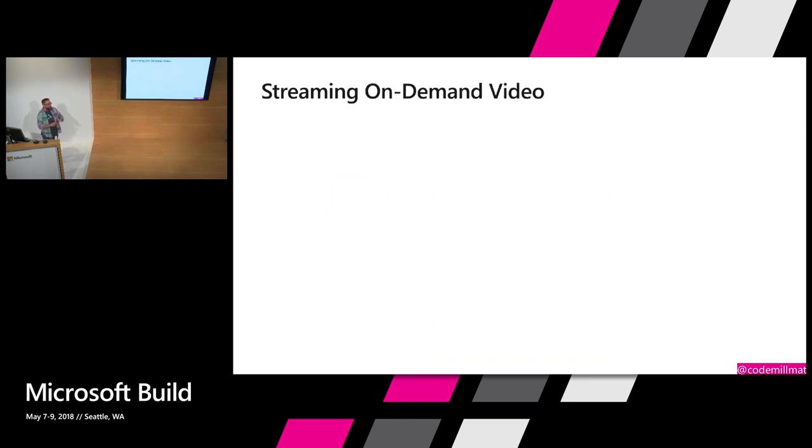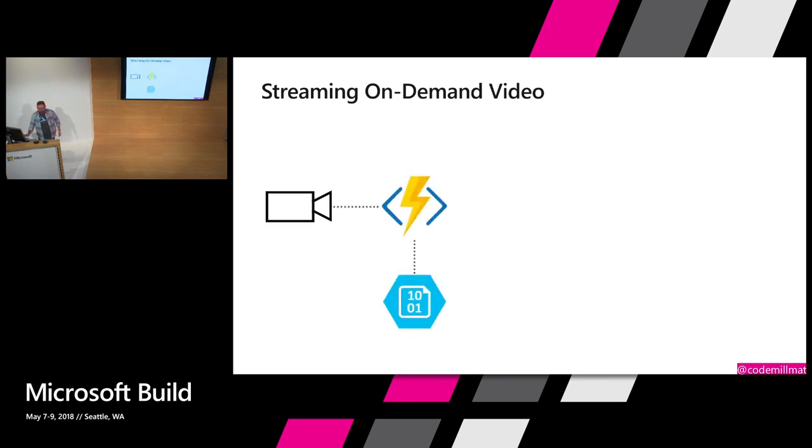So how is this all going to work? What's our workflow? How is it going to flow? Of course, we have to take the video. We just did that. Then we're going to hit Azure Functions to get a key to write to blob storage. We're going to send it up to blob storage.